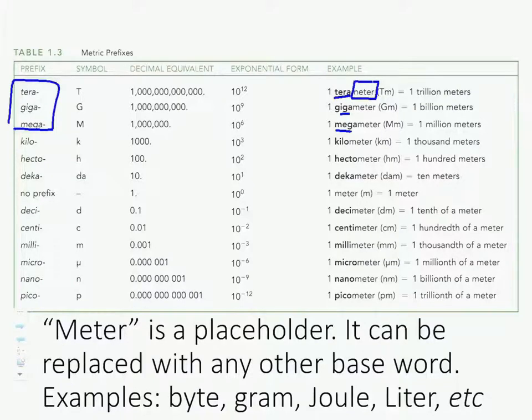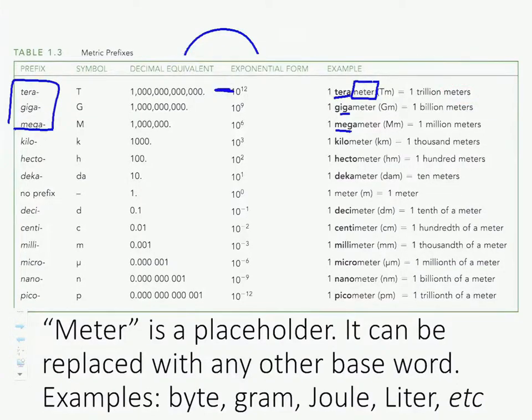In science, we also use grams, joules, liters. These are all just units of measure, but they are base words. So whenever I'm saying megameter, I can replace the meter part with a liter, and it means a similar scale of measurement. All right, we have a decimal equivalent and our exponential form. Those are the two ways of saying the same thing.